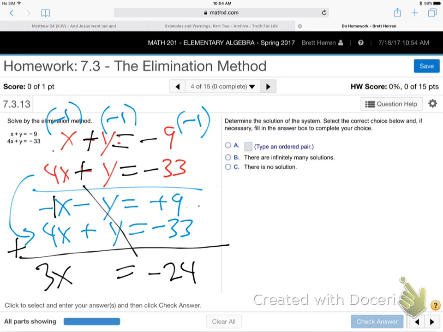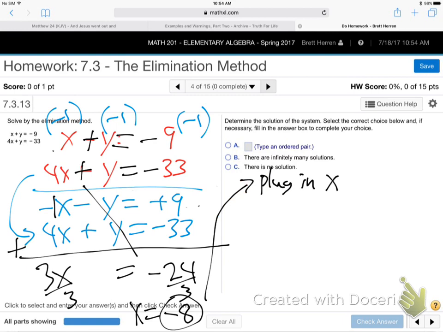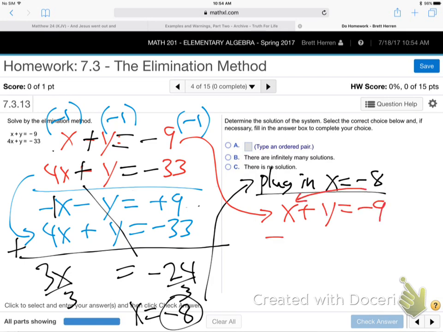Is that good? So the y has dropped out, which is excellent. That's what we want. Now we can solve for x. So just divide by 3. X is minus 8, like that. So we got our x. Plug in x is minus 8. Where are we going to plug it in? Top equation. Plug in x is minus 8 there.